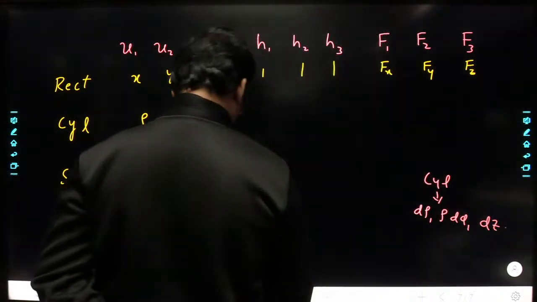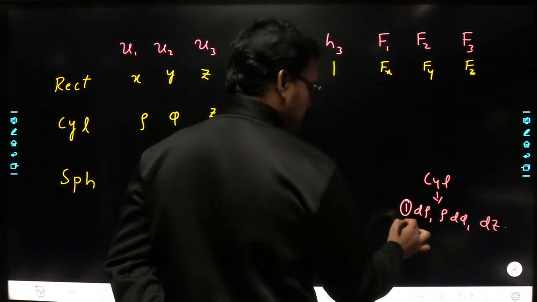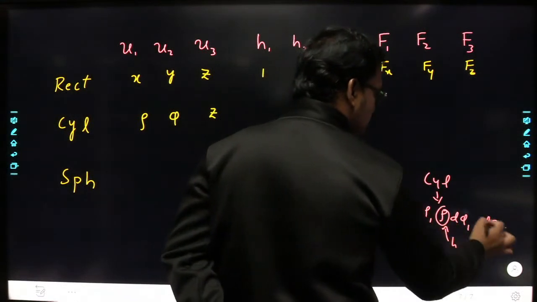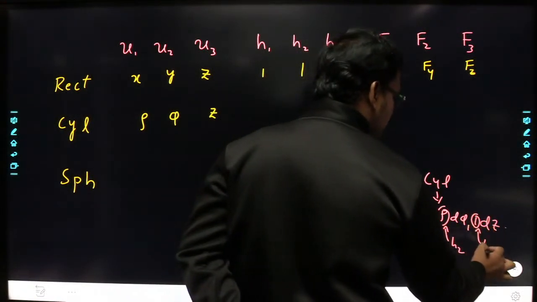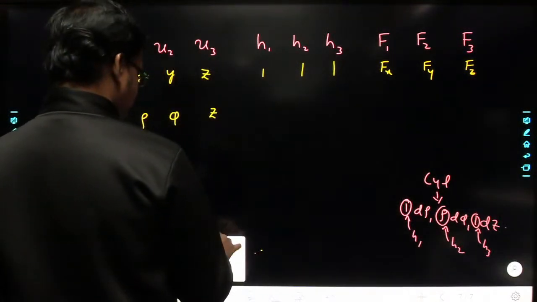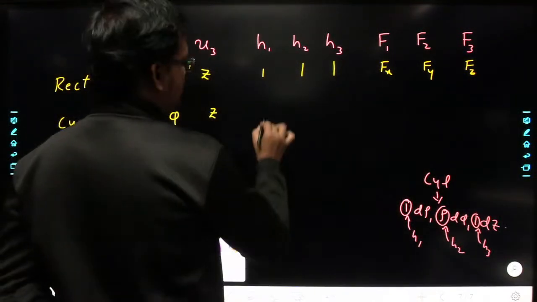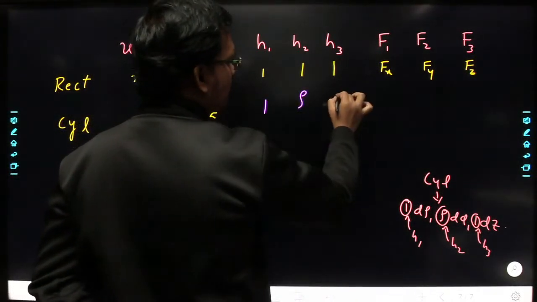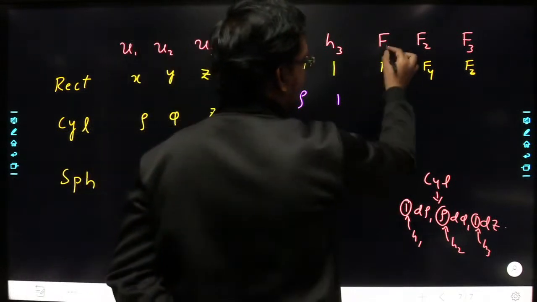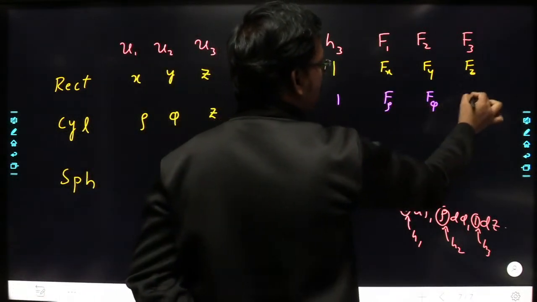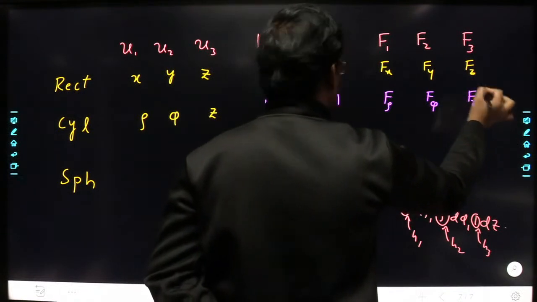So the coefficient of d rho is h1, the coefficient of d phi is h2, and the coefficient of dz is h3. So write down those values. Here h1 is 1, h2 is rho, h3 is 1. And here f1 will become the rho component, f2 will become the phi component, and f3 will become the z component.